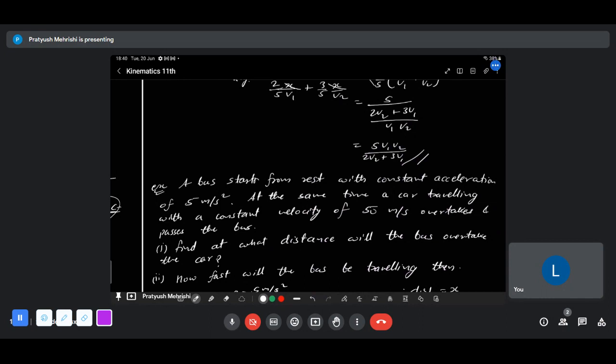Can you imagine? Yes, sir, I can imagine. This was the bus. Suddenly, the car came by and starts moving. Now, the speed of the bus will increase. The car will reach some point ahead.